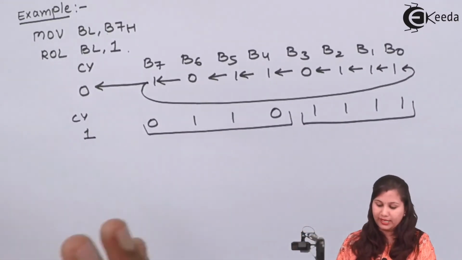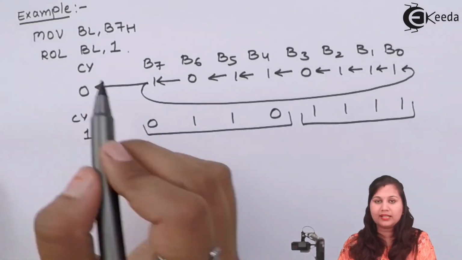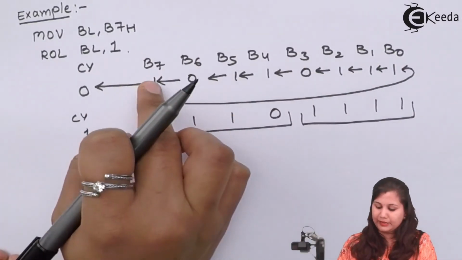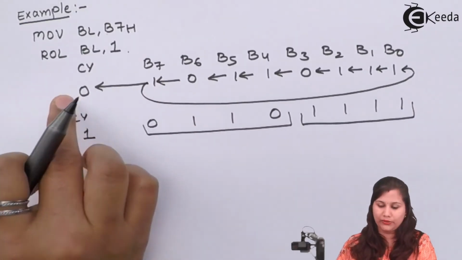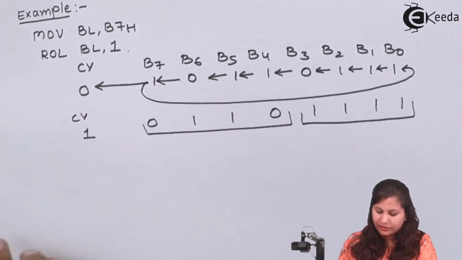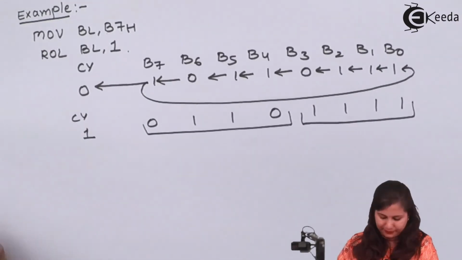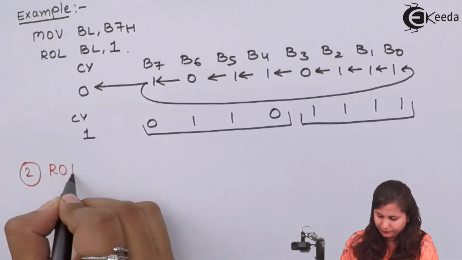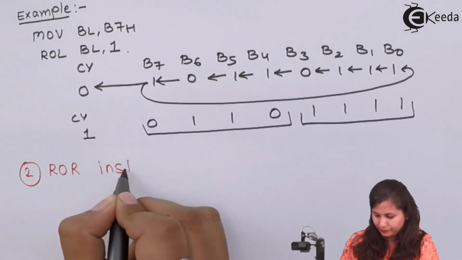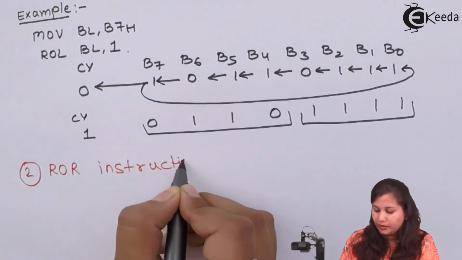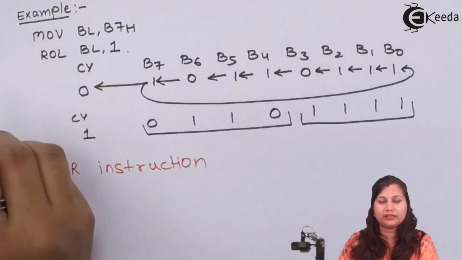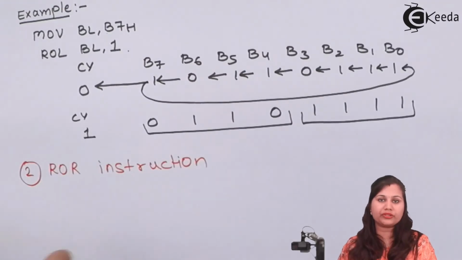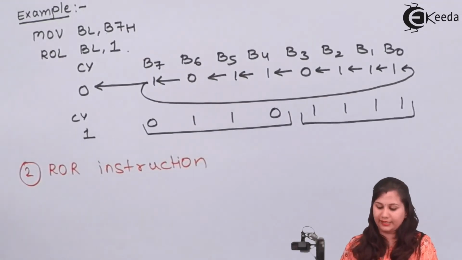Okay, so this is how the instruction ROL executes. The number is rotated and the MSB is placed in the carry flag also. Next we have the instruction ROR. The ROL instruction, it was rotating the contents to the left hand side. ROR, it is going to shift the contents to the right hand side.